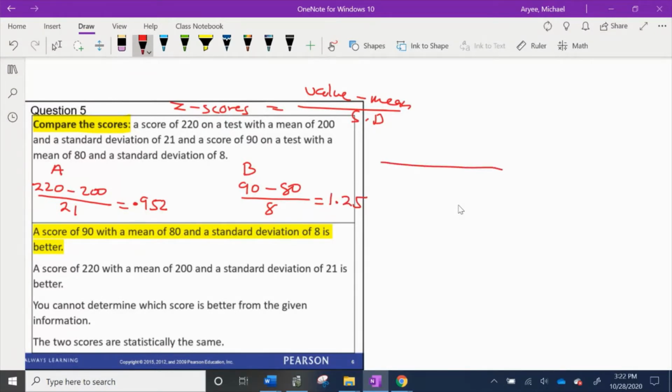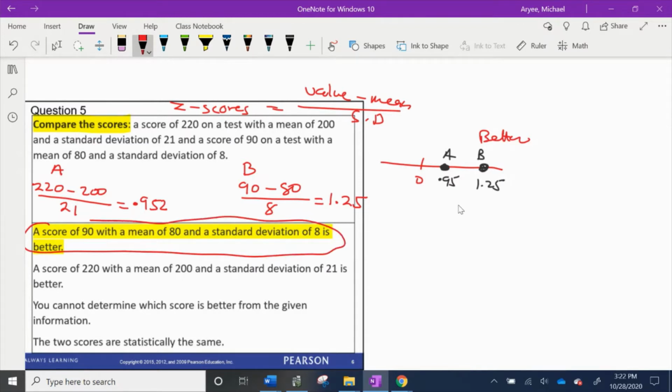Okay. So when we're comparing, suppose 0 is here. So 0 is like the average. And then 0.95 is somewhere here, and then the other one. So this is A and this is B. So in a test, the farther to the right you are, the better your performance. 1.25 is better, so B is better. That is the test that has a 90. It's better.